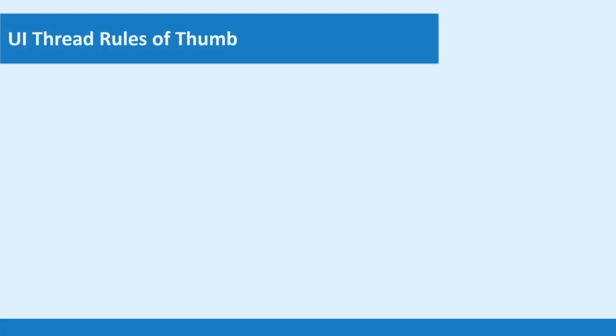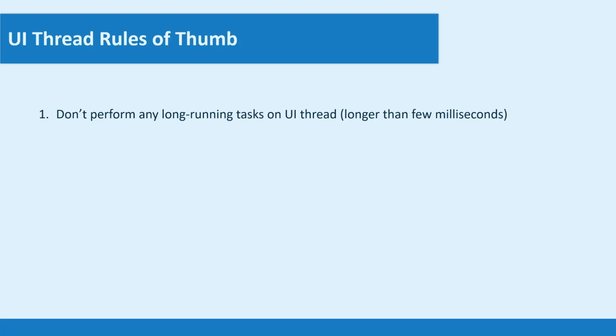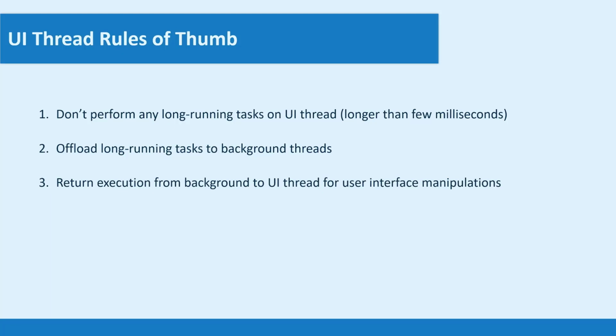Based on the discussion in this module, I think we can distill several rules of thumb for working with UI thread. The very first rule of thumb, which is very important, is that you shouldn't perform any long-running tasks on UI thread. And while it's difficult to say what long-running means and it depends on the context, as a rule of thumb, if your task takes longer than a few milliseconds or can potentially take longer than a few milliseconds, then you should offload those tasks to background threads. And after you offload tasks to a background thread, if you need to perform any kind of user interface manipulations, then you should return the execution from the background thread to UI thread.